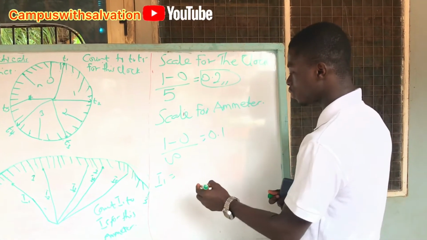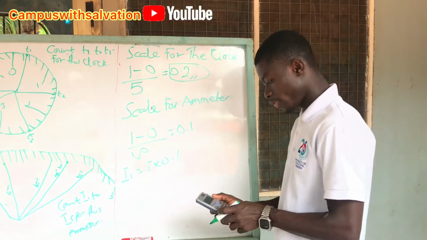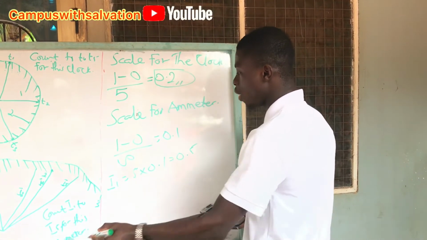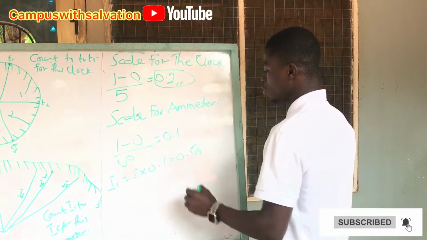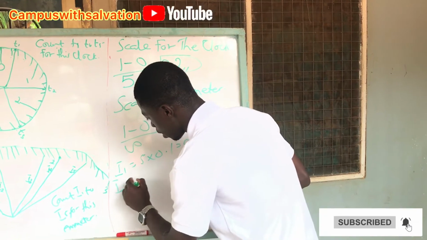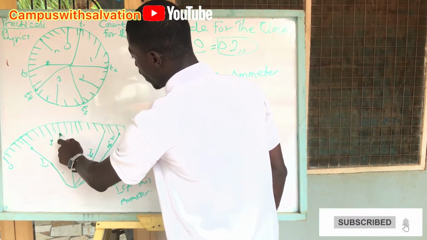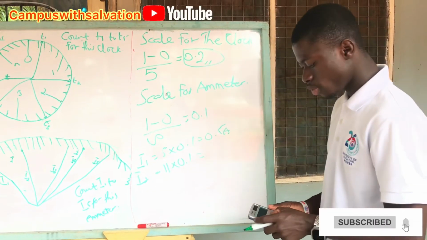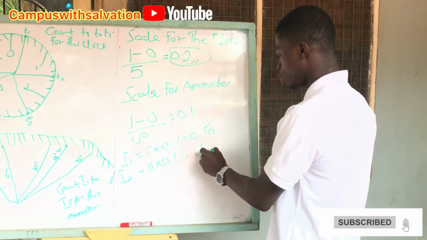So we have 5 times 0.1, which will give us 0.5. And we are calculating for current, which is ampere, so you just bring your capital A. I2, the same thing. I2 also falls here. So 1, 2, 3, 4, 5, 6, 7, 8, 9, 10, 11. So you have 11 times 0.1, which will give you 1.1 ampere.